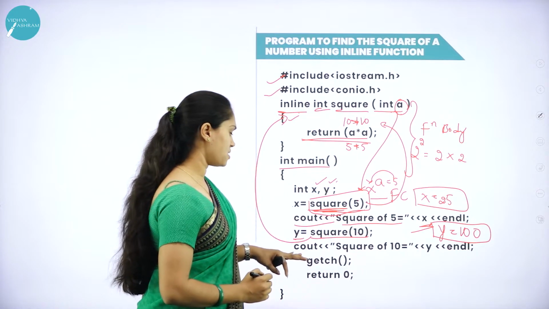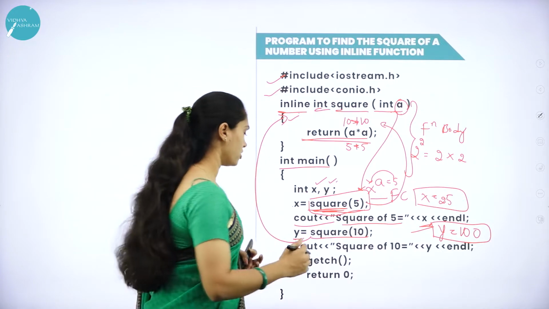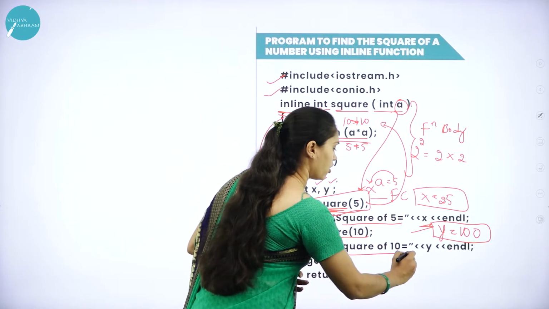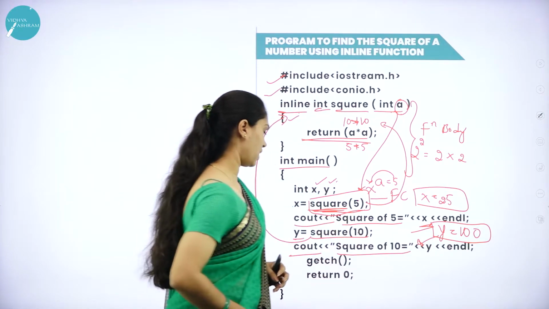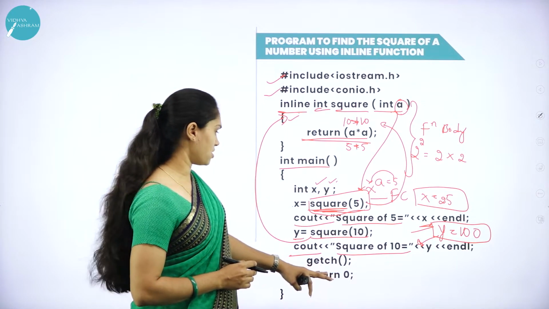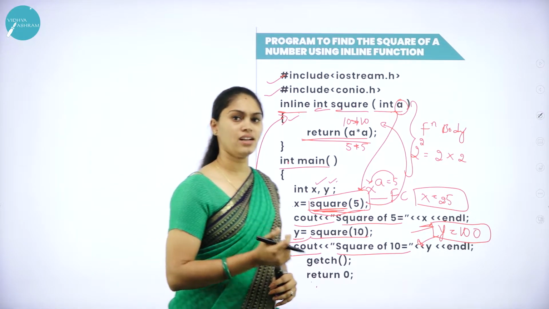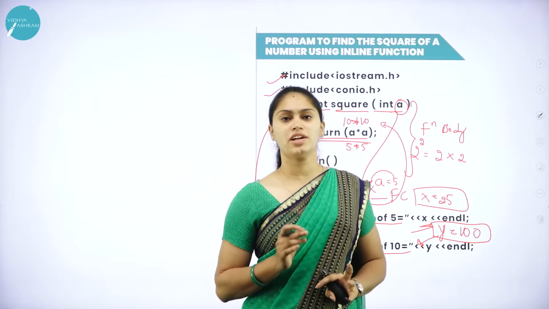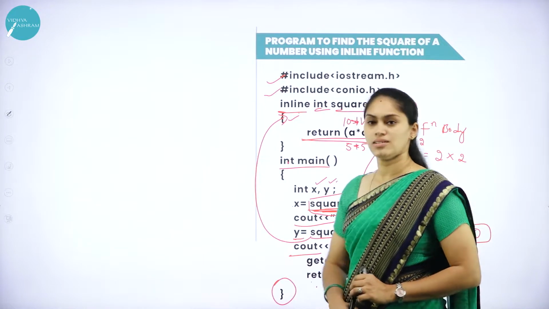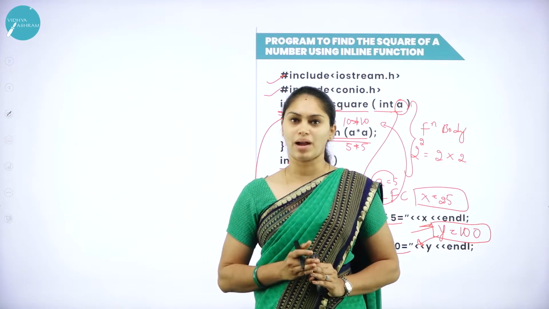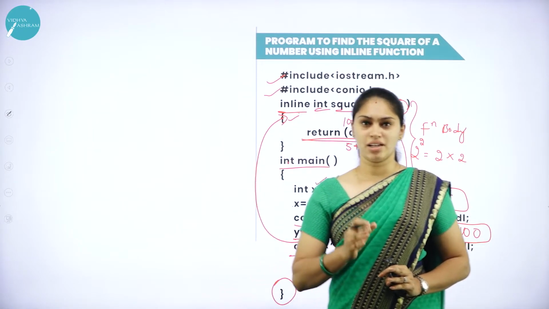Okay, after this, by making use of the cout statement, it is going to display the value of square, that is cout square of 10 is equal to y. What is there in y? 100. That will be displayed on the screen. Then I am going to use this getch. Here I am using int main so I am taking return 0. If it is void main, then there is no need to return anything. This ends the execution of the program. Okay, so this is how I am going to use an inline function in my program.